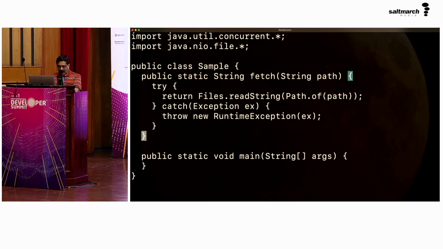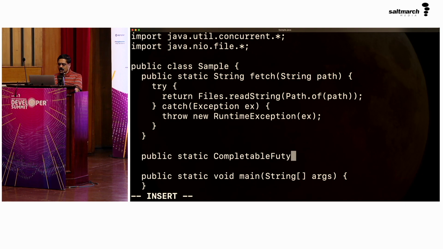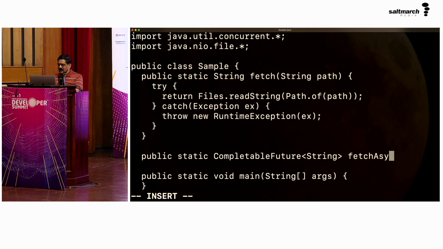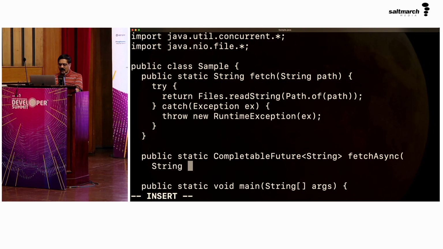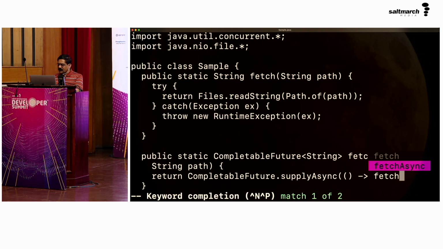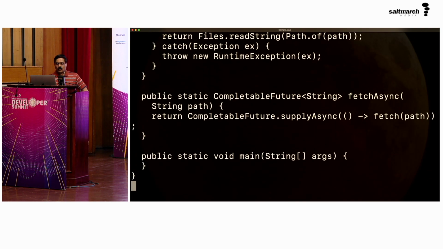java.util.concurrent.*, and I'm going to say a public static CompletableFuture of String, and we'll call it fetchAsync. This fetchAsync says, give me a string, which is the path, and let's see what we can do with it. So what does this say? Return CompletableFuture.supplyAsync, and it says, go ahead and call the fetch function and send the path to it and return a CompletableFuture. That's all we did, right? So we are returning a CompletableFuture.